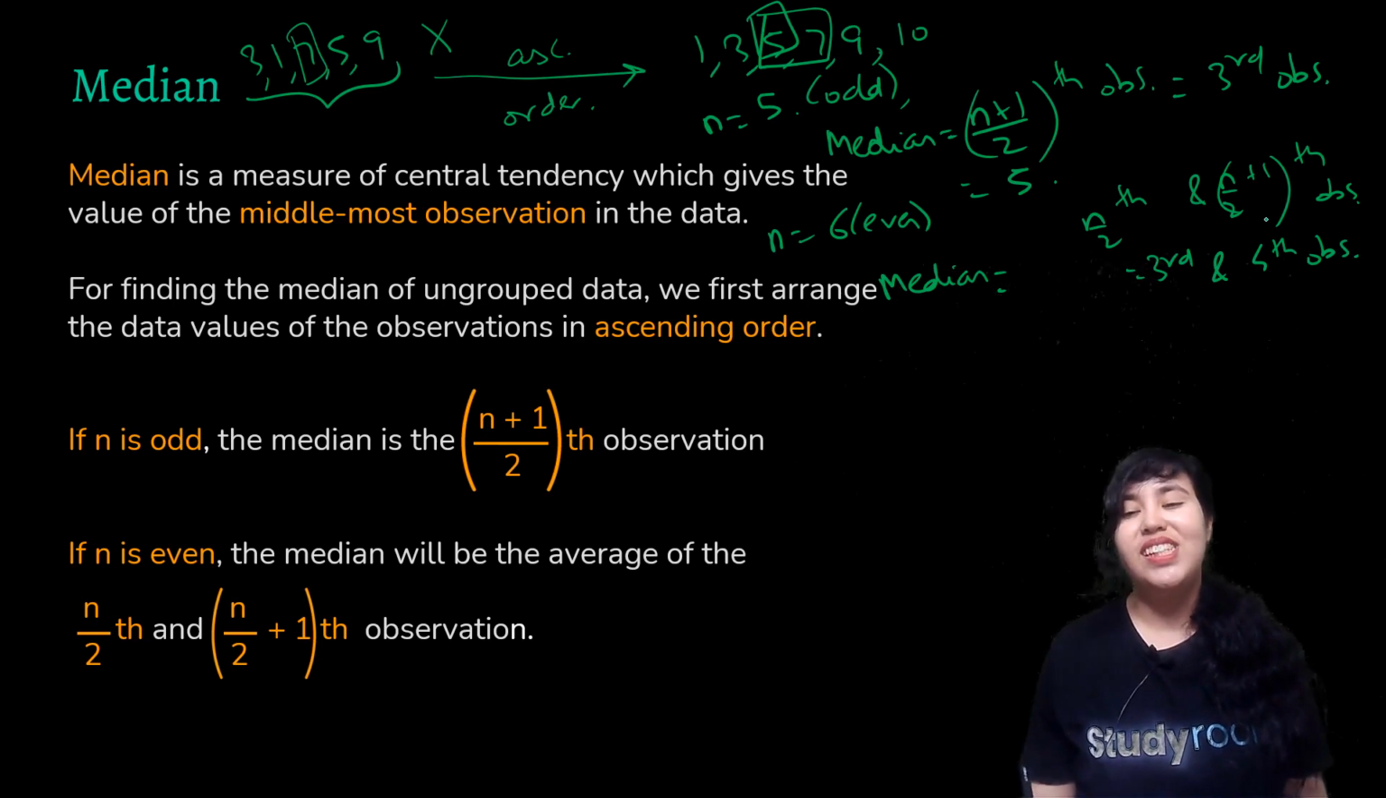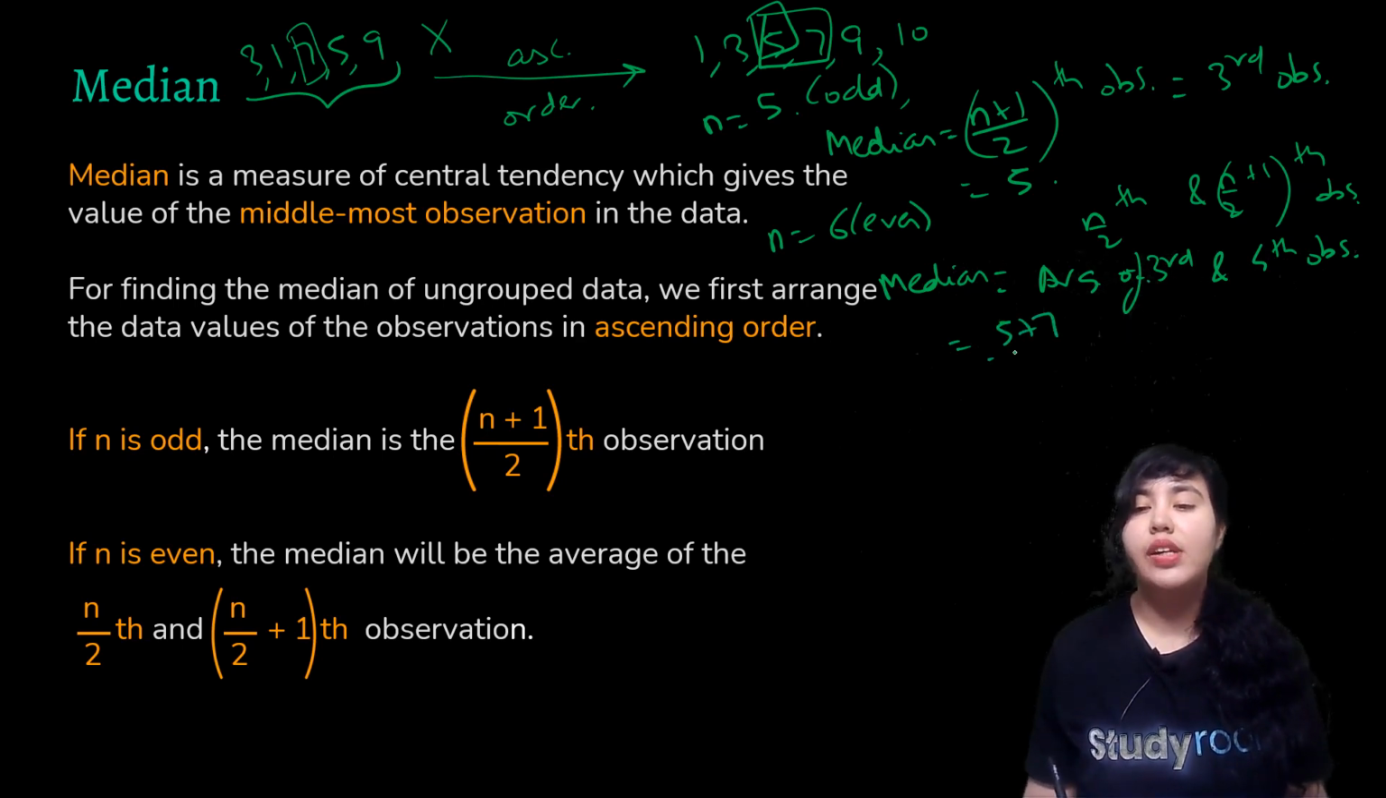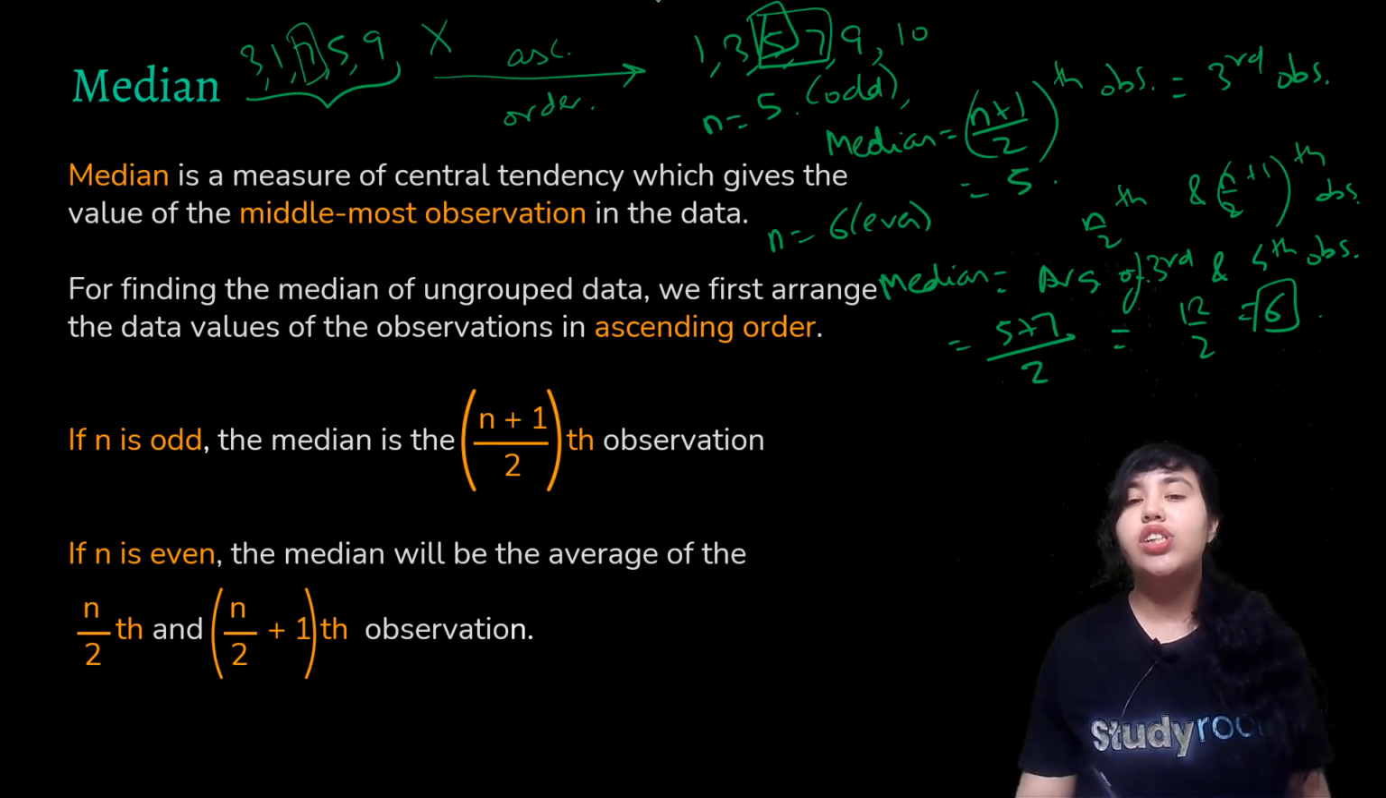So how do you calculate the average? You simply take the third observation, which is 5, the fourth observation as 7, and you divide it by 2. So (7 plus 5) by 2 will become 12 by 2, that is 6. So if it is even, what you realize is that you're getting a value which is not even present in your data. So this is how you go about calculating median for ungrouped data.